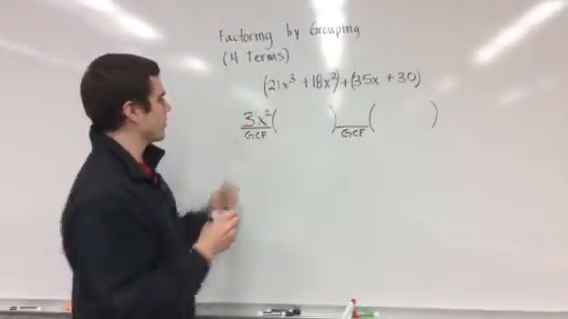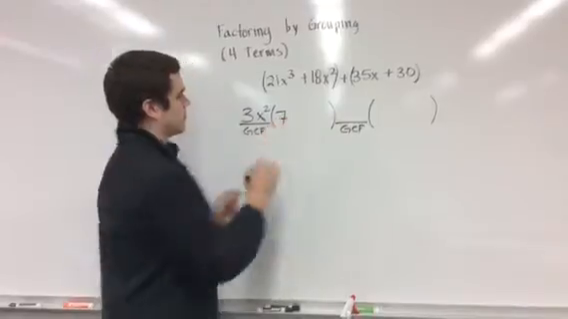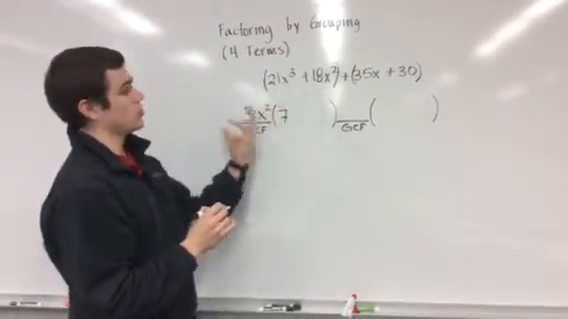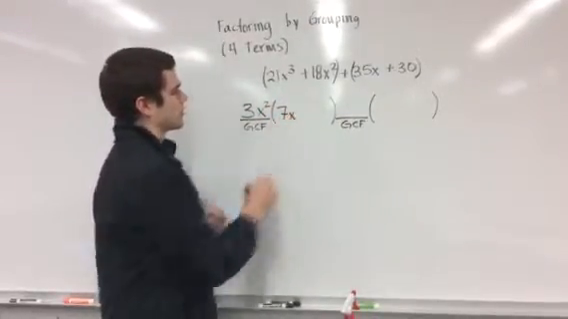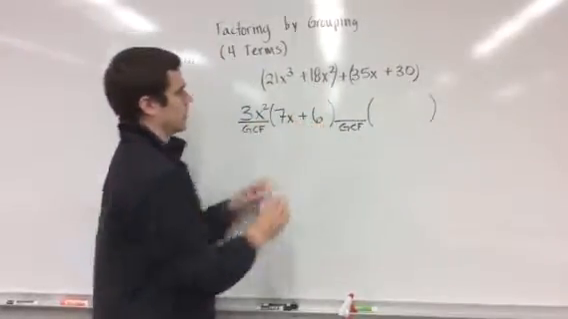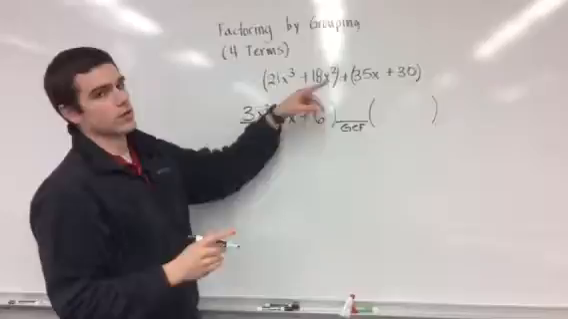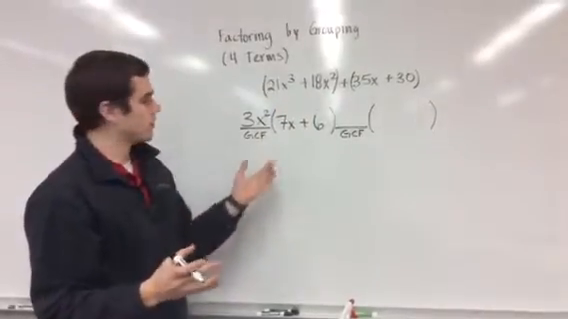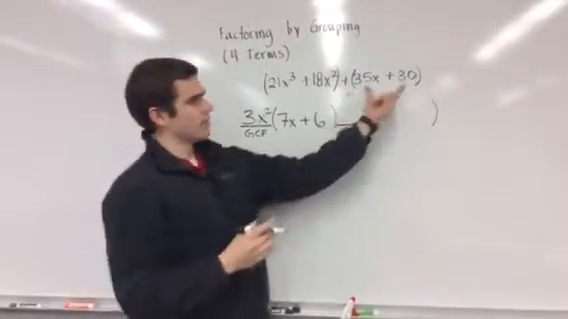So 21 divided by 3 is 7. X cubed, I took 2 out, so I still have 1x. 18 divided by 3 is 6. And then I took 2 out from x squared, so there's no more x's there. And then you do the same thing for the last set.